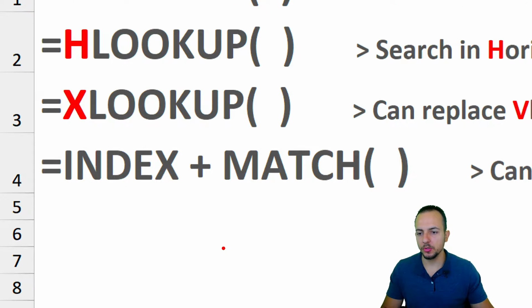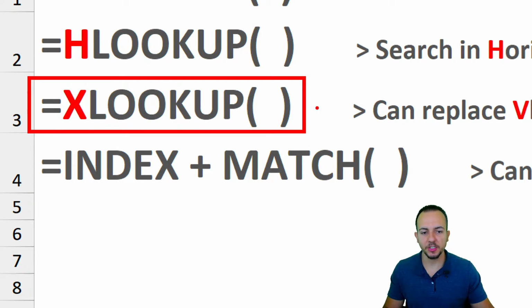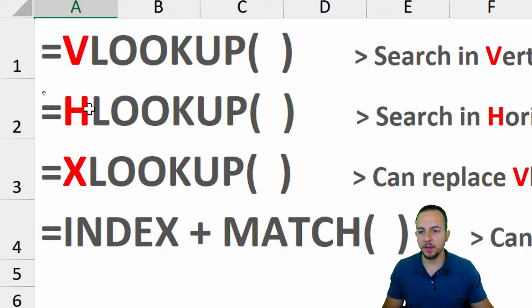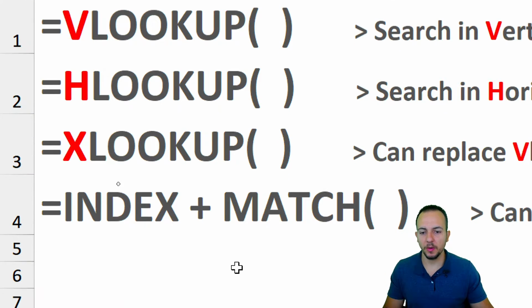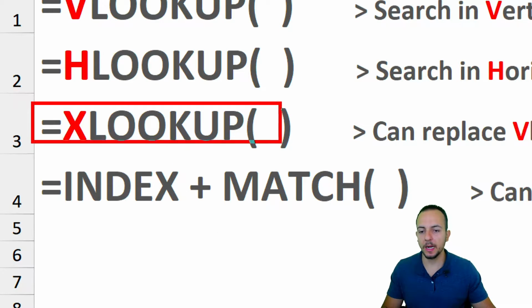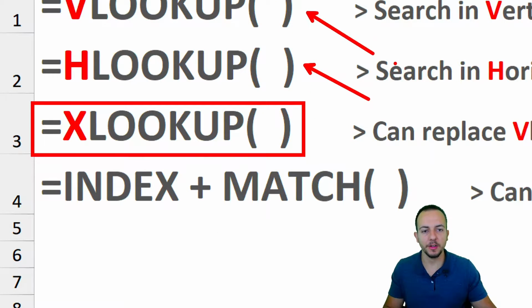Now we can move on to a more advanced function, that is the Xlookup function. And we can do the same thing with the Xlookup function that the Vlookup and the Hlookup do. So if you need to make a vertical sort, you can use the Xlookup. If you need to do a horizontal sort, you can use the Xlookup too. But why should I use the Xlookup if I can use the H or the V?